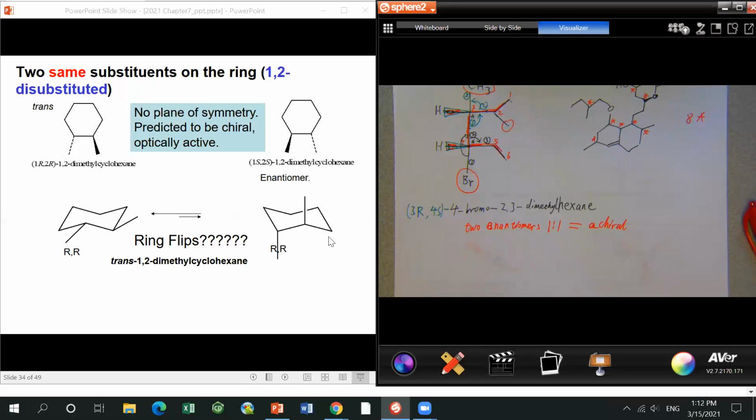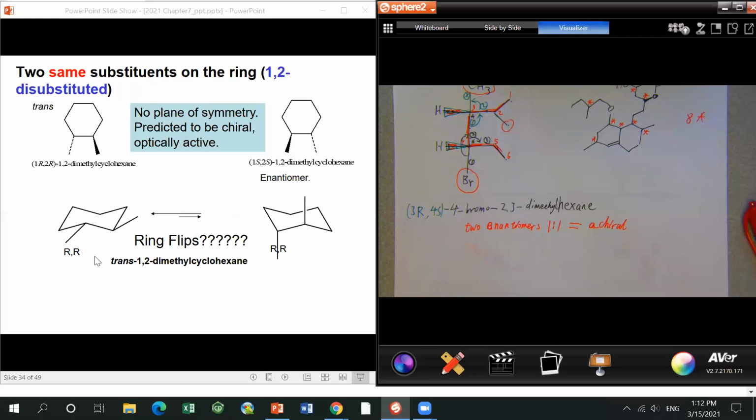We already learned in chapter 6 that the diaxial conformation is much less stable than the diequatorial conformation. So in solution, 99% of the time, maybe 95%, I will say, 1,2-trans-dimethylcyclohexane will stay in this conformation. And this conformation is also chiral, so you cannot find a symmetry plane for it.